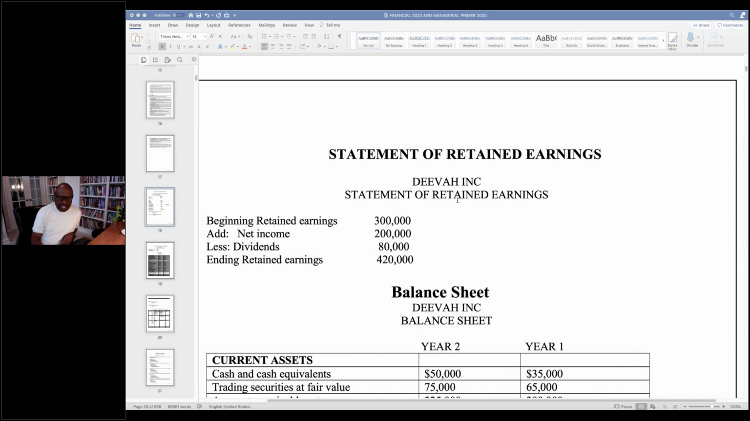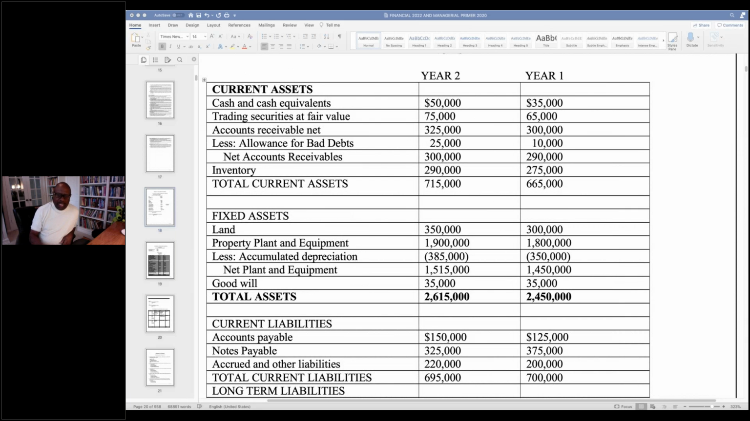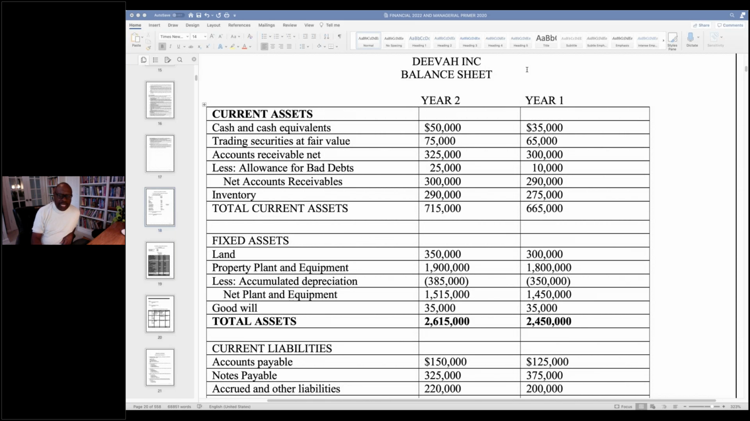Then your statement of retained earnings, we said a simple statement, beginning balance plus the net income less the dividends gives us the ending retained earnings. And then you're being required to do beginning and end of the year balance sheets on the problem that you have. So you do beginning of the year and end of the year.